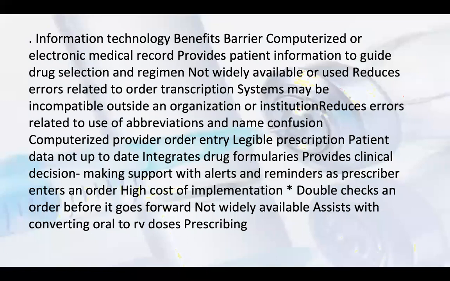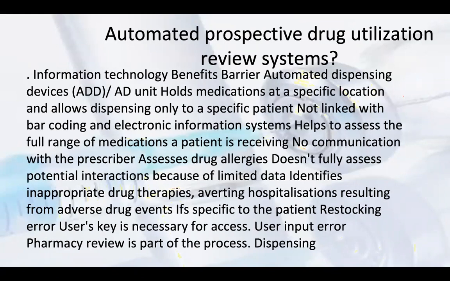Further, computerized provider order entry gives legible prescriptions, but patient data may not be up to date. It integrates drug formularies and provides clinical decision-making support with alerts and reminders as the prescriber enters an order, but has a high cost of implementation. It double checks orders before they go forward, but is not widely available, and assists with converting oral or IV doses of prescribing. Now, automated prospective drug utilization review systems. Nowadays, automated prescriptions are generated.